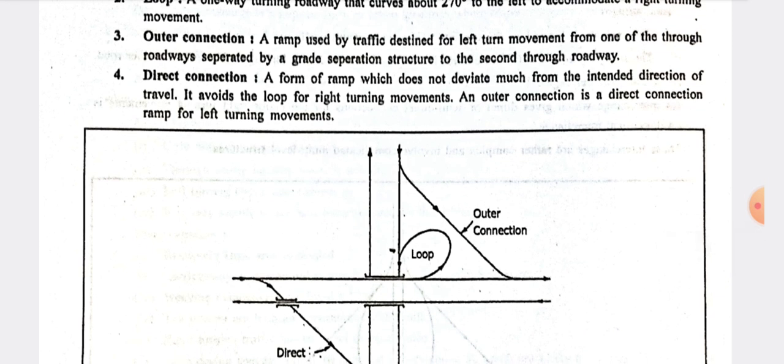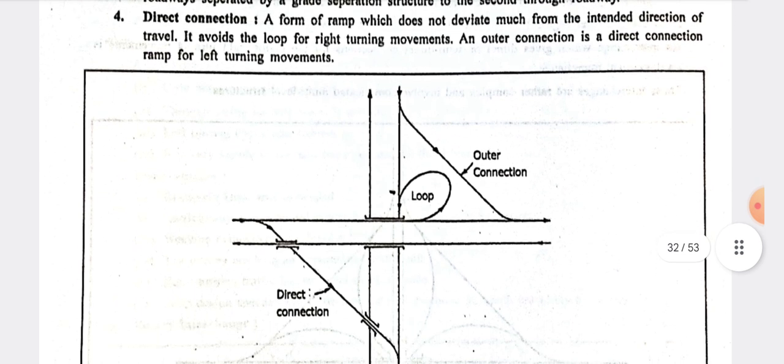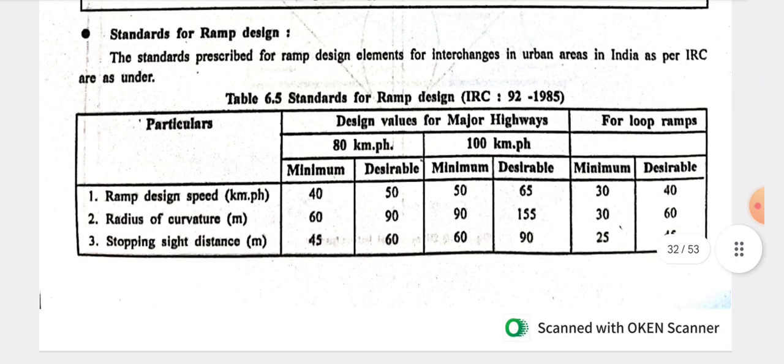A ramp may be used by traffic designed for a left turn movement from one through roadway, separated by a grade separation structure, to the second through roadway. Fourth one is a direct connection. This is a form of ramp which does not diverge much from the intended direction of travel. It avoids the loop for a right turning movement, and the outer connection is a direct connection ramp for a left turning movement.